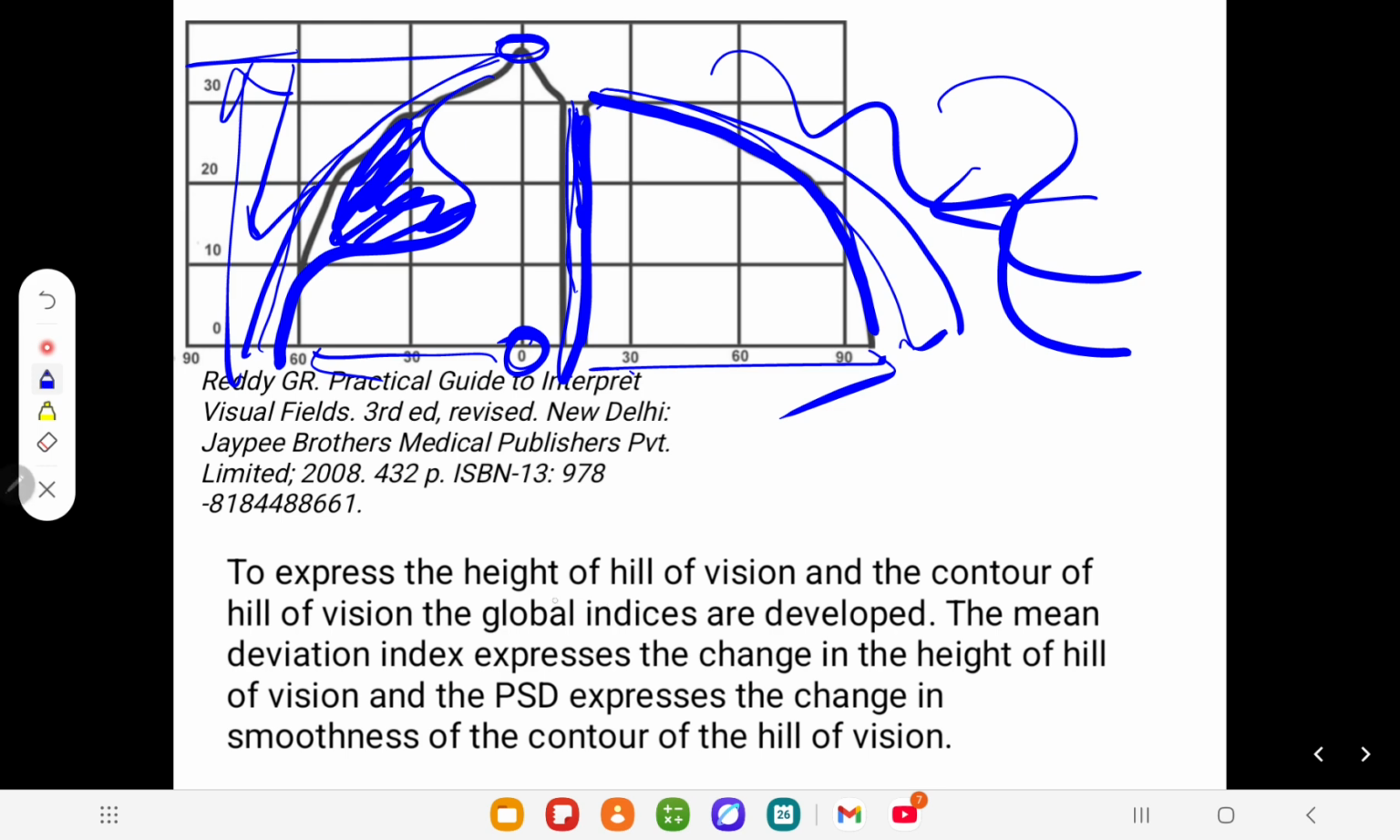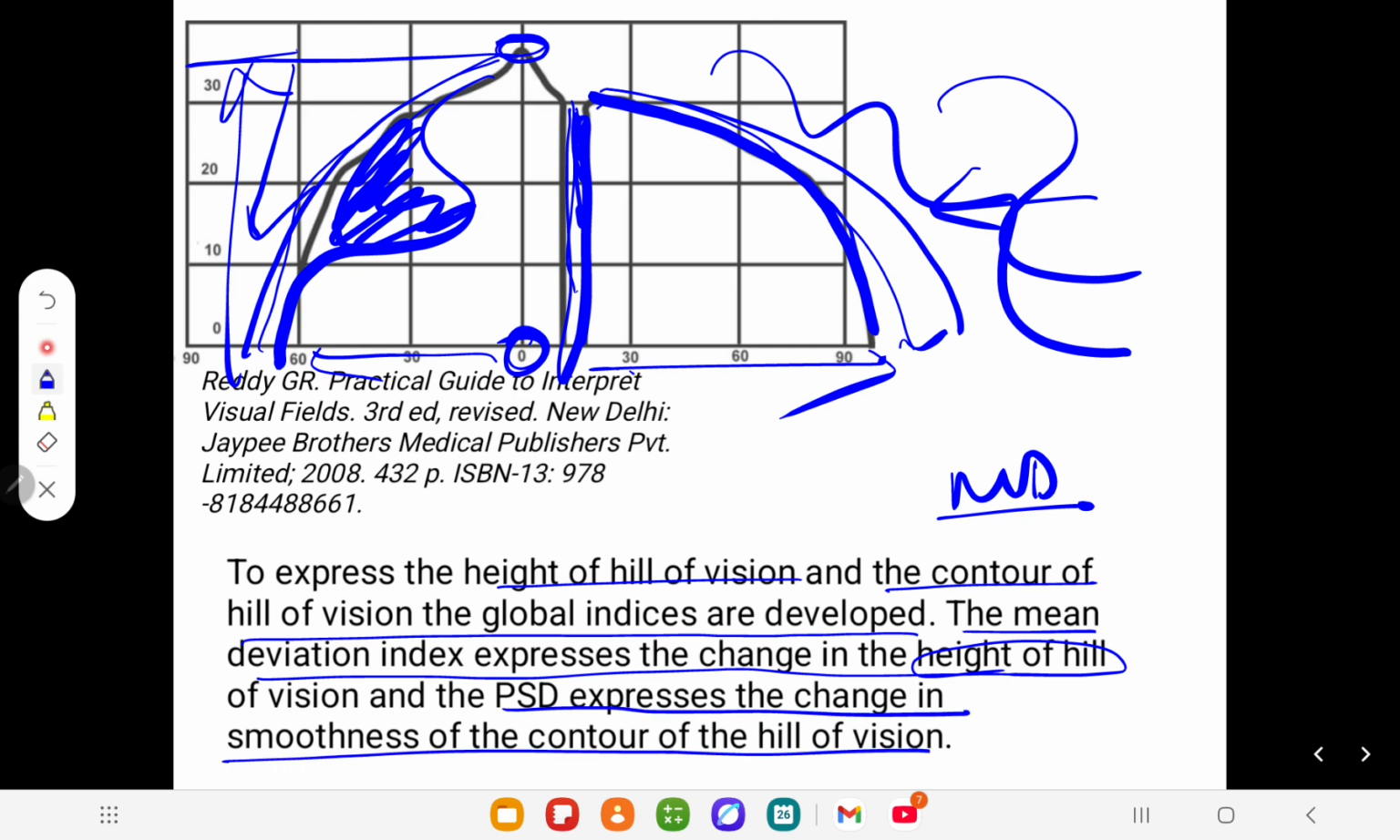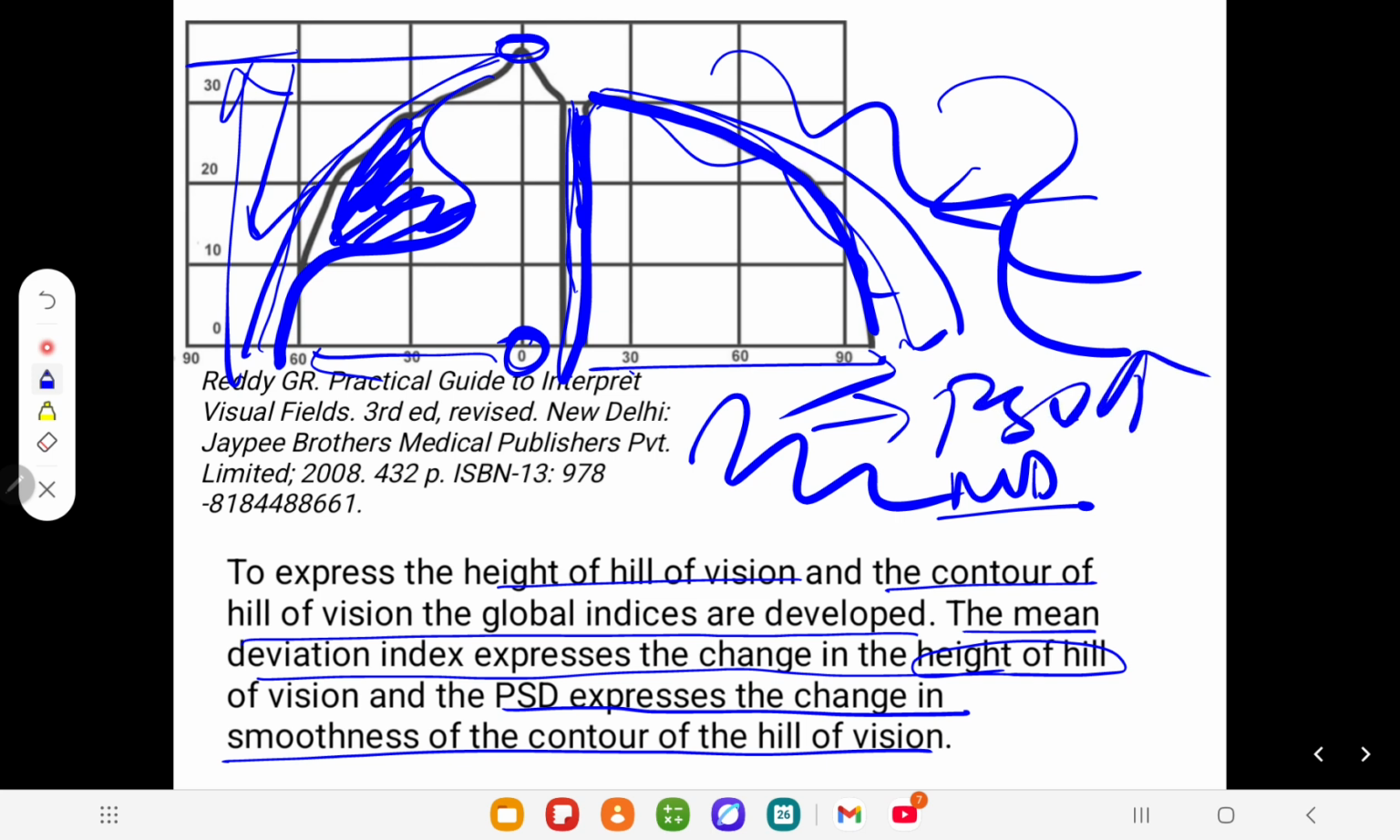To express the height of the field of vision and the contour of the field of vision, global indices are developed. The mean deviation index expresses change in the height of the field of vision. That's what I have discussed. Mean deviation means the height of the field of vision decreases, and pattern standard deviation expresses change in the smoothness of the contour. I have already told you, one thing is height, another thing is contour, the contour of the hill of vision. If the contour becomes more and more irregular, pattern standard deviation becomes high. Okay, that's simple. As it becomes smoother, pattern standard deviation becomes zero.